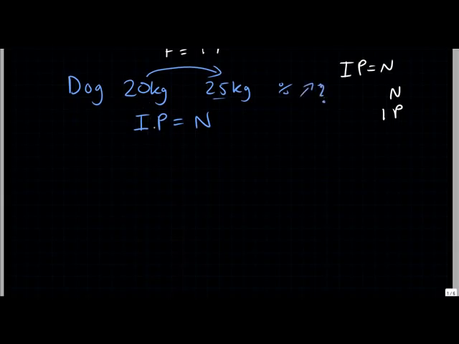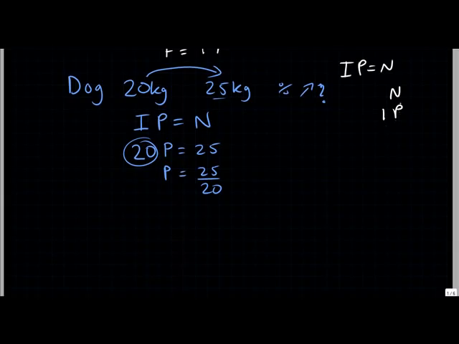So initial amount 20, substitute 20 in place of I. Percentage change we don't know, 20p. That means 20 times p is equal to the new amount, 25 kilograms. So the percentage is 25. We get rid of this multiplying by 20 by dividing by 20.